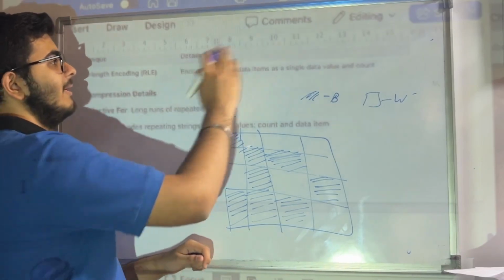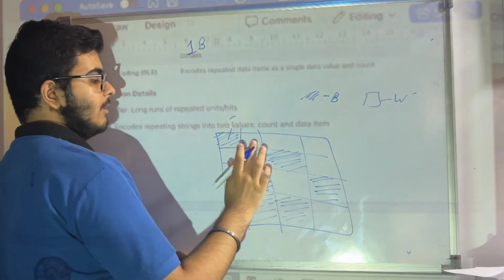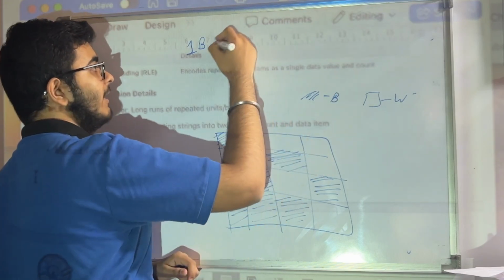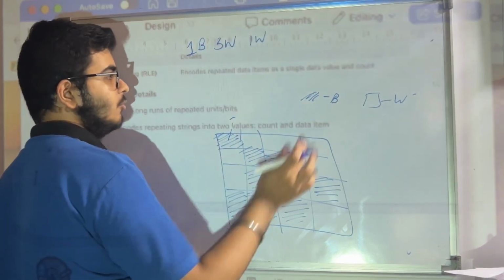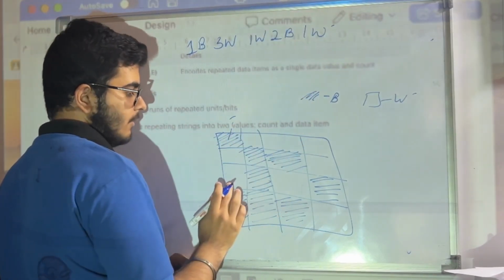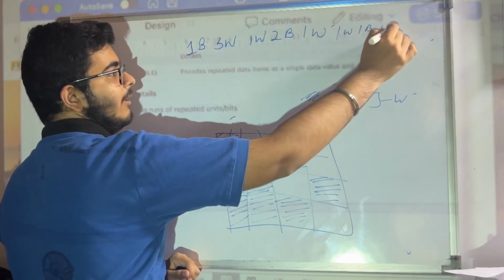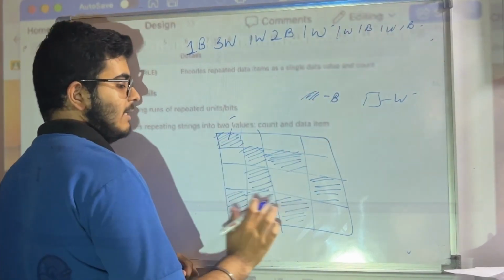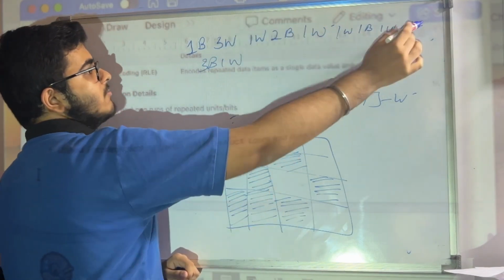Right, I'm writing the code here. One black, 3 white, one white, 2 blacks, one white, one white, one black, one white, one black, one white, one black, one white, one black, 3 black, one white. This is how it is going to store the code.